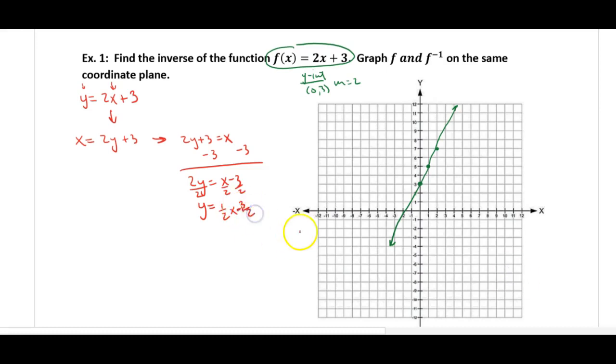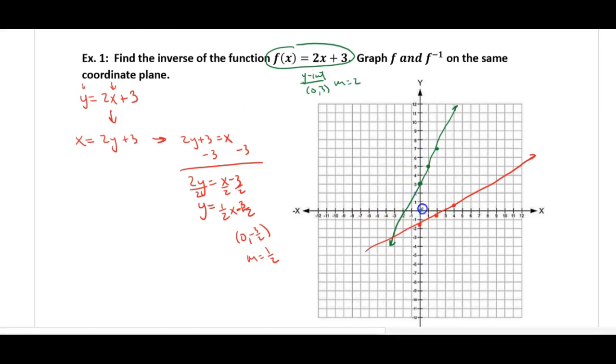minus 3 over 2. Now, if I were to plot that, my y-intercept would be at (0, -3/2), which is negative 1.5, and my slope is 1/2. So at 0 it's going to be negative 1.5, and from here I'm going to go up 1 over 2, up 1 over 2. And now, if I graph this line, it would look something like that.